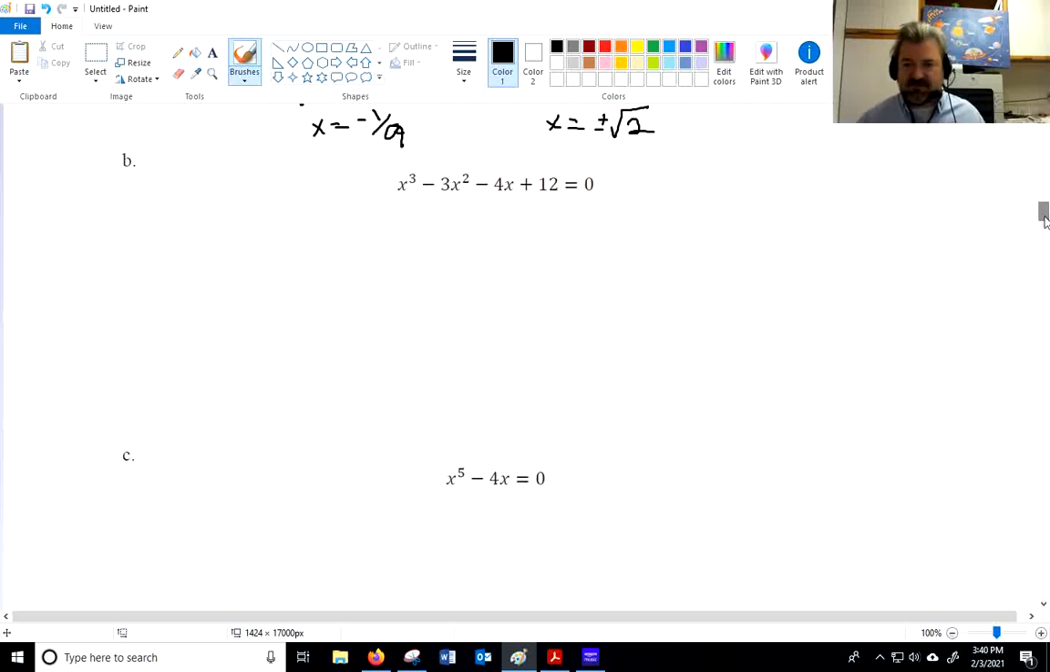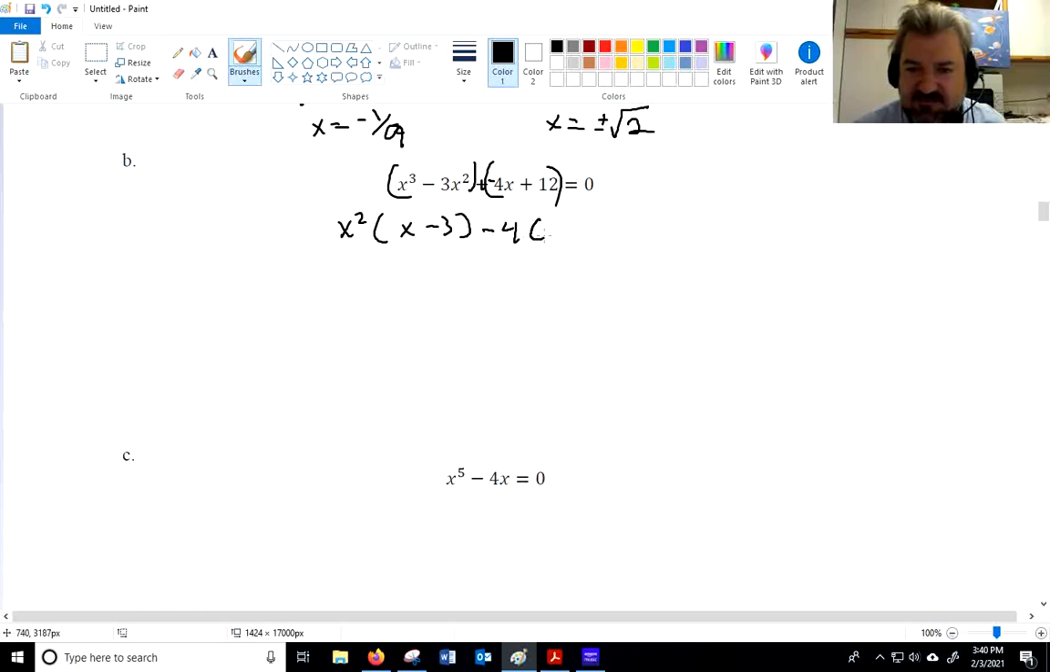All right, let's take a look at this one. We're going to try grouping again. Once again, I got that minus here, so I'll make it plus and negative. I'm going to factor out an x squared, and it gives me x minus 3. I'll factor out a negative 4, and that gives me x minus 3. Then I'll factor out x minus 3, and I get x squared minus 4.